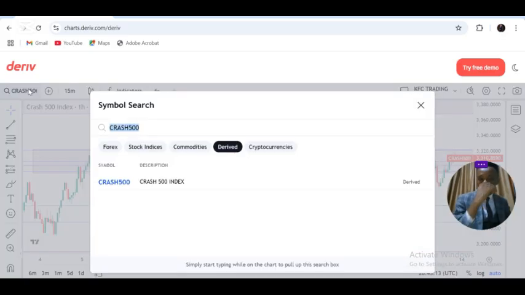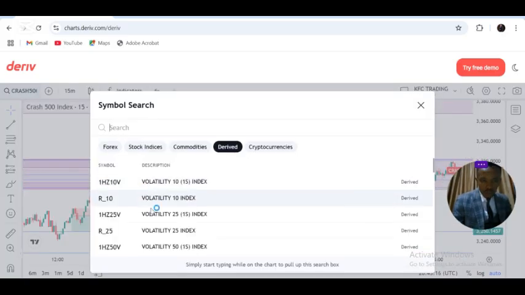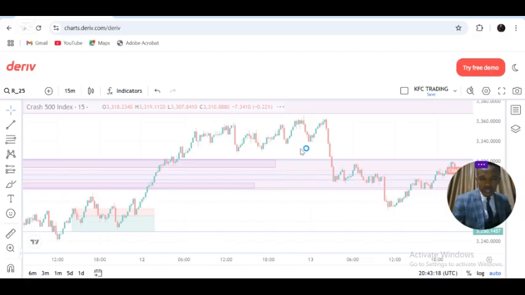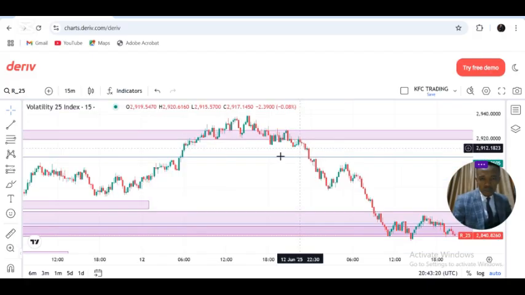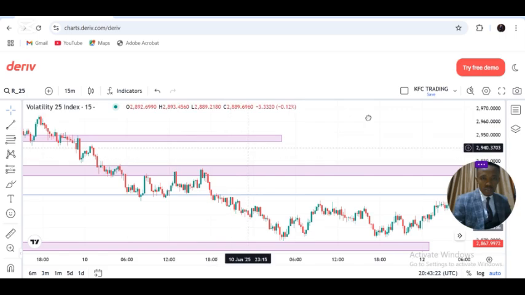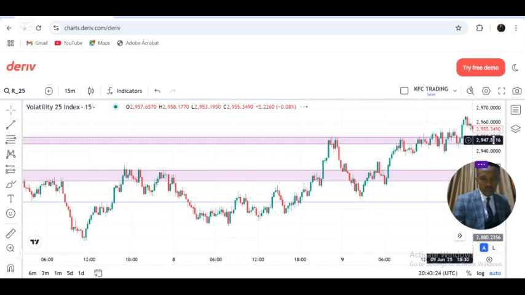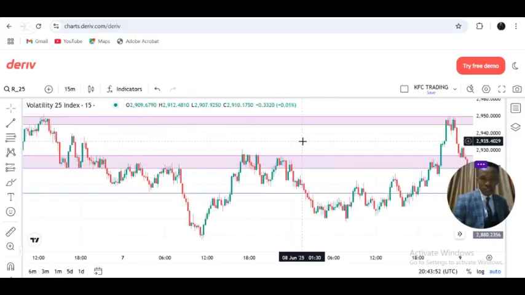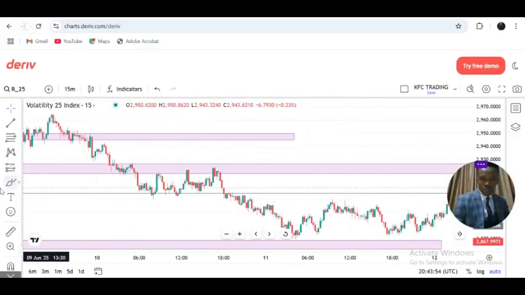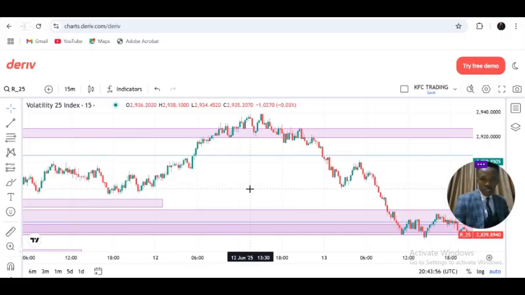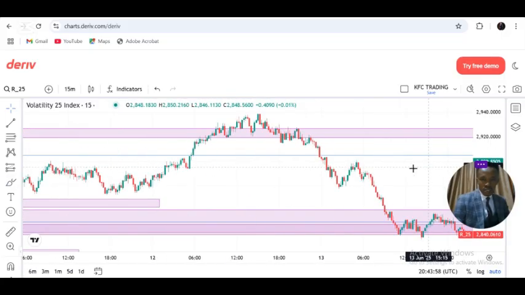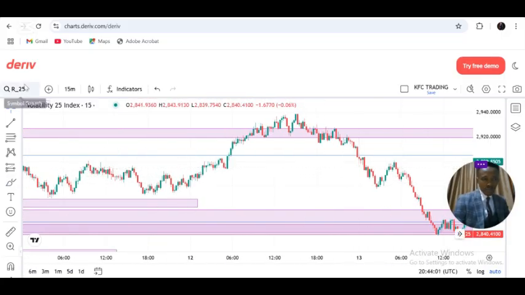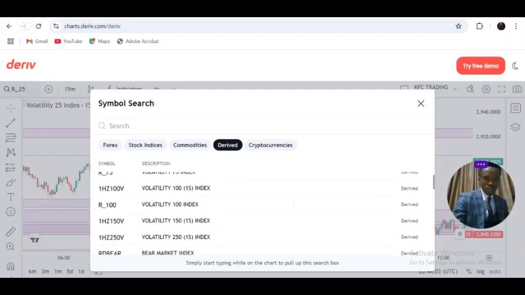Okay, so the reason is because I was a little bit busier with the Forex, so I didn't have much time to check the synthetics moves. What I'm seeing, volatility 25 had quite some moves that we should have caught, but I was not on the chart to see it, so sorry about that. We just missed a lot on volatility 25.